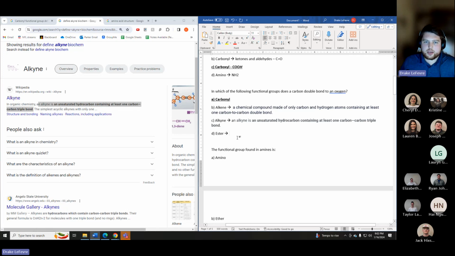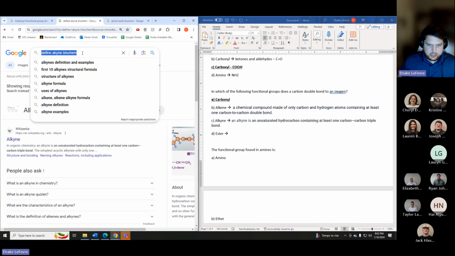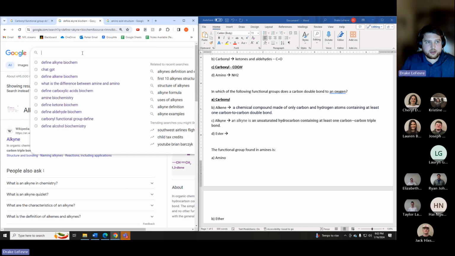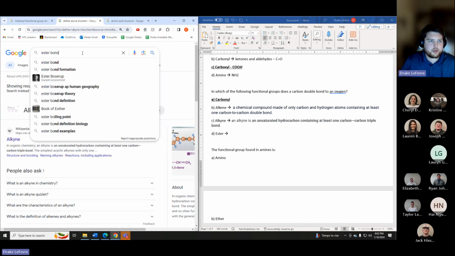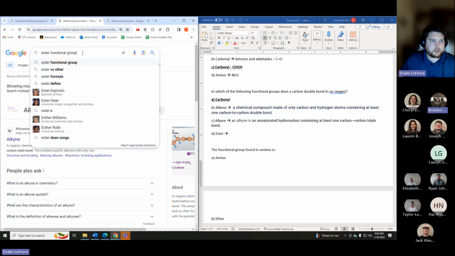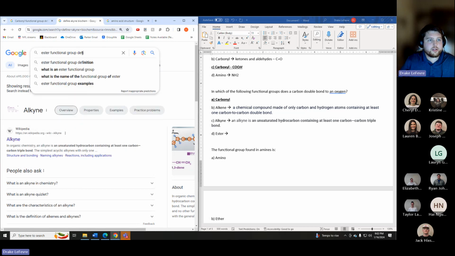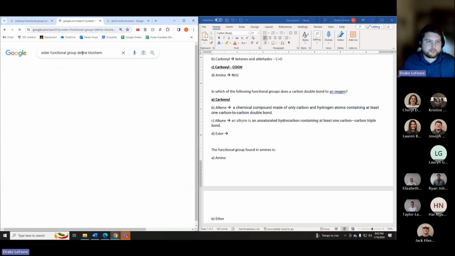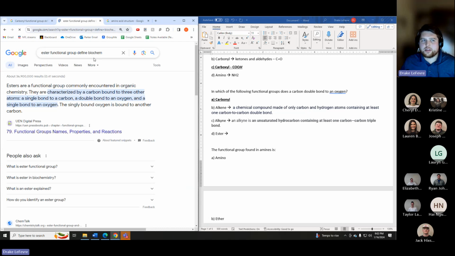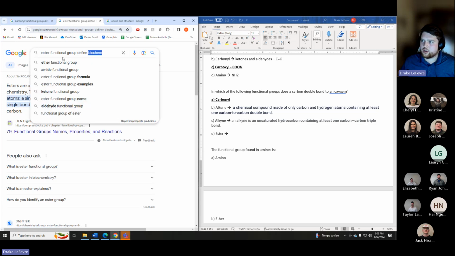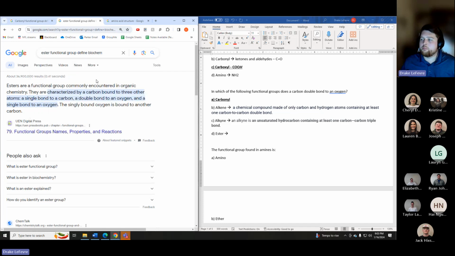Okay, then ester bonds. Dr. Sarkar likes to ask questions about ester bonds. So, ester functional group. Define biochem. I have found that putting a general topic like biochem, biology, or anatomy, those kinds of keywords, helps to get clearer and more concise definitions. So I'd recommend doing that.